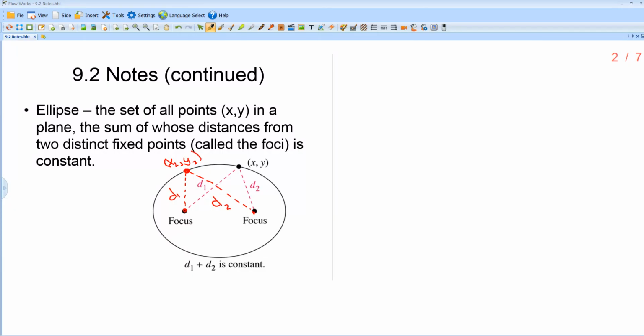Unlike a circle, well, you're going to see this formula, but unlike a circle, it's not really called a radius because it's not a single center. And we do have a center in an ellipse.